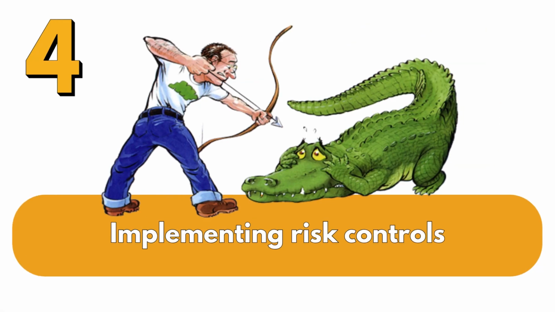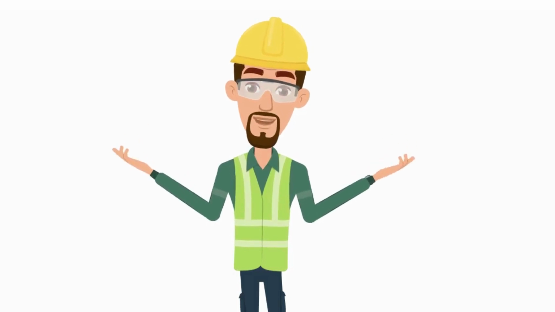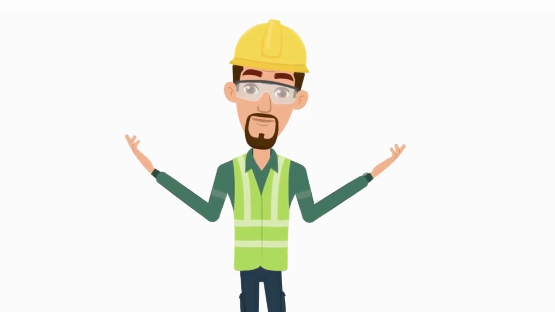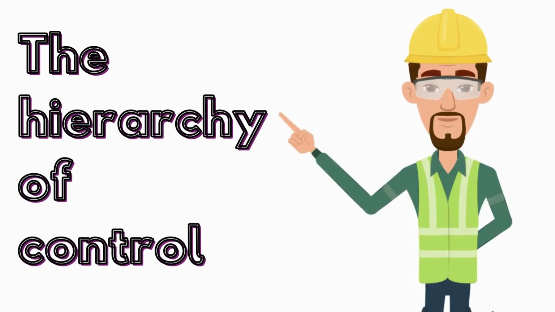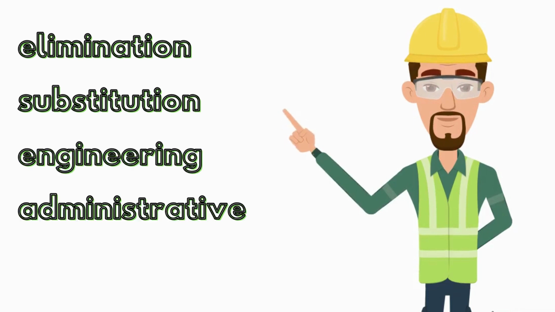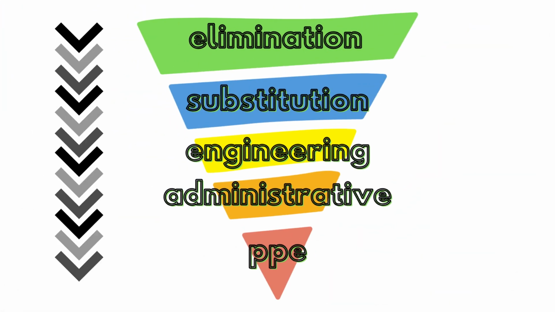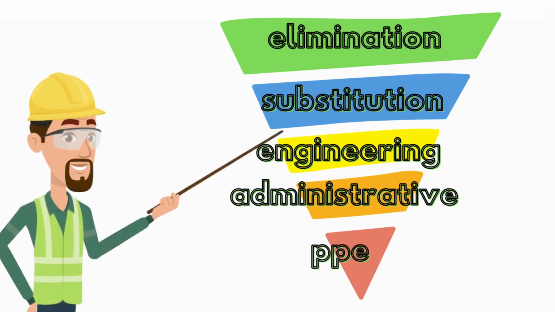After evaluating risks, it's time to implement controls. Implementing risk controls. With risk assessments in hand, we select and apply appropriate controls. The hierarchy of controls guides our decision-making, with a preference for elimination or substitution, followed by engineering, administrative, and finally, personal protective measures. Risk controls follow a hierarchy that guides the selection of appropriate measures to reduce or eliminate risks.